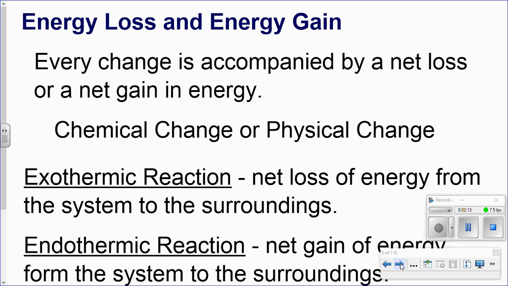Now energy loss and energy gain, of course, we know these to be exothermic and endothermic reactions. Every reaction, whether it's chemical or physical, has to have energy in and energy out. Now, the net of these things: if you have more energy out, it's going to feel hot. Energy goes in, but tons of energy comes out. We call that an exothermic reaction. In other words, energy is lost from the system to the surroundings.